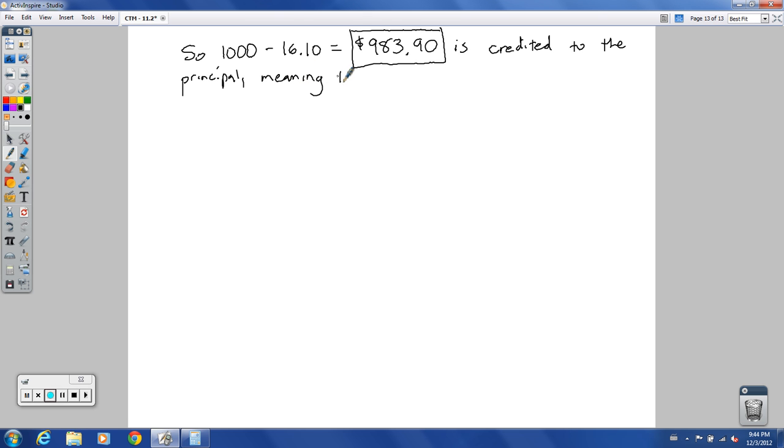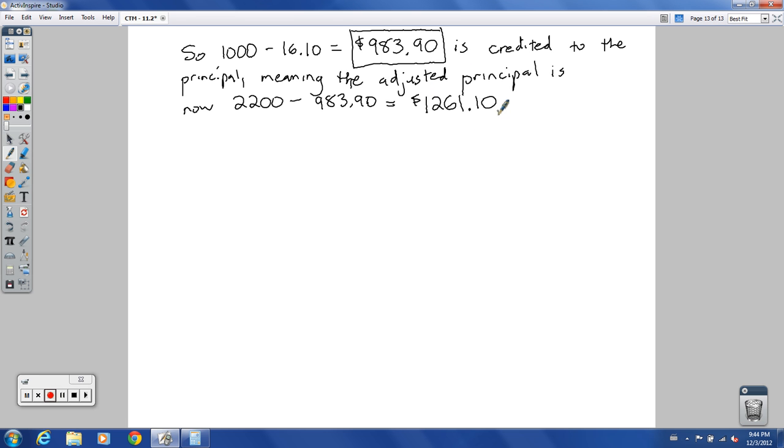Meaning now we have this adjusted principal. We have less than we had to pay total now than before. So the adjusted principal is now $2,200 minus $983.90. So what you owe now on the loan, what you still owe, is $1,261.10. So this is going to be important for the next part. I did that calculation for this last part.